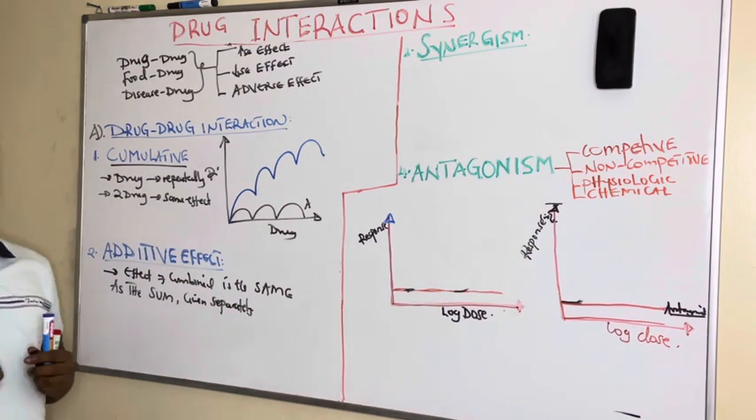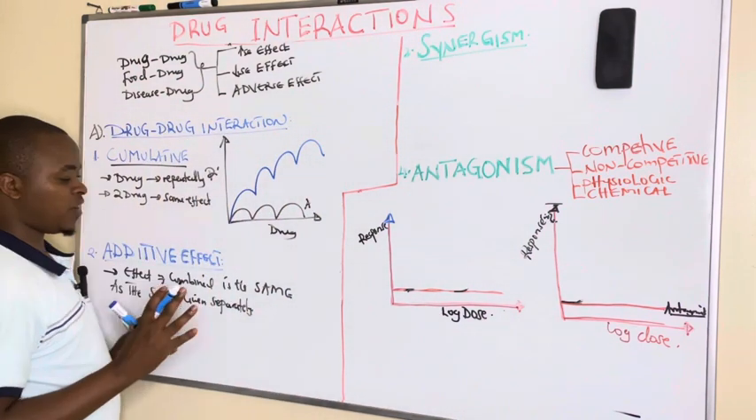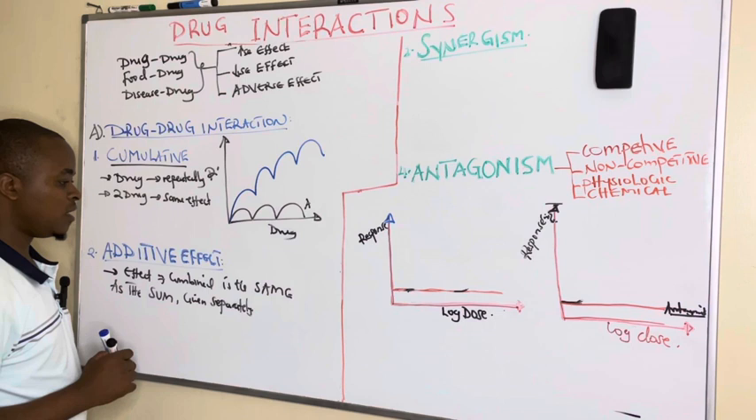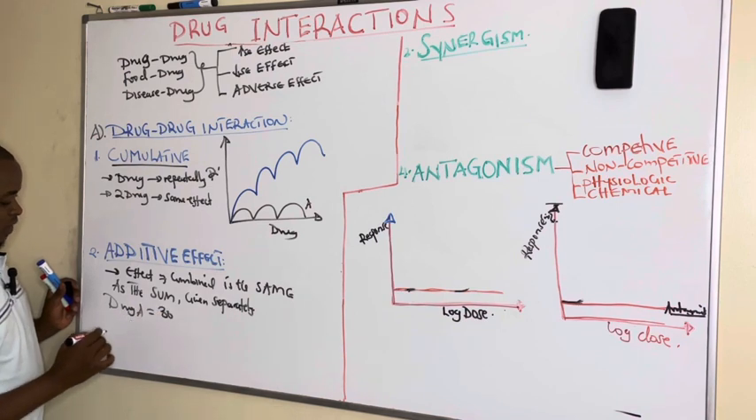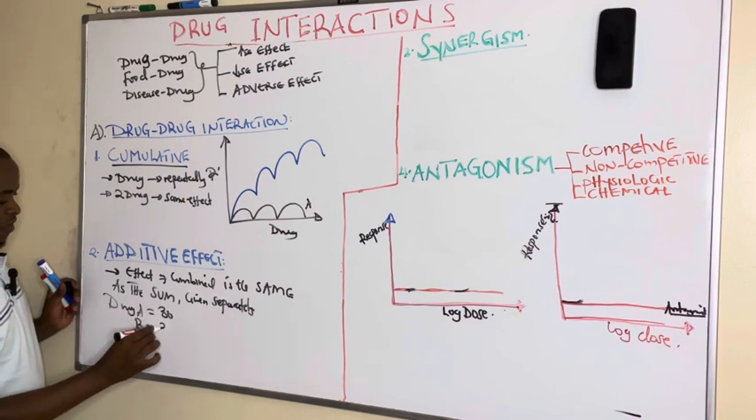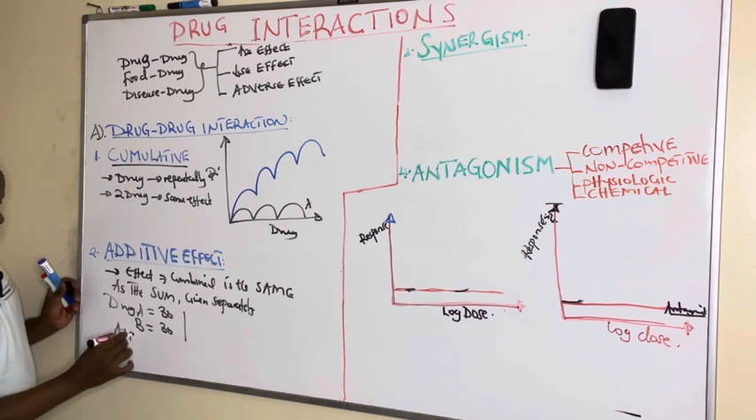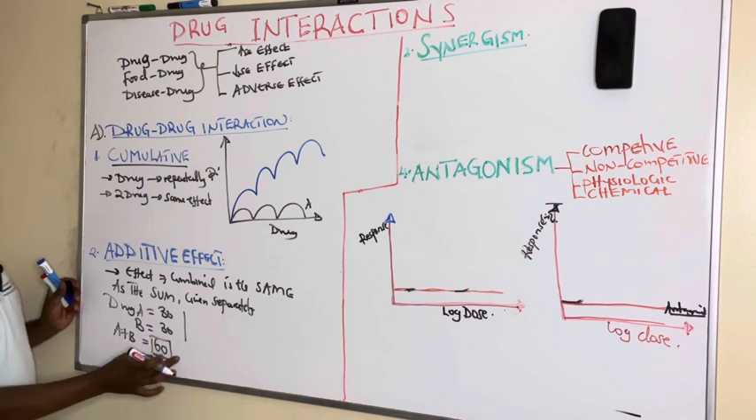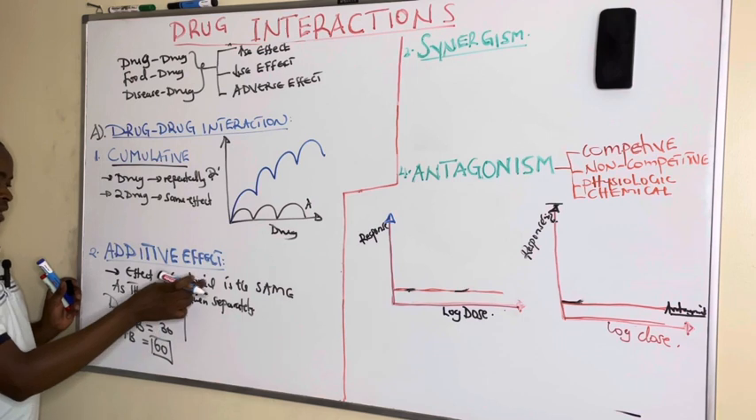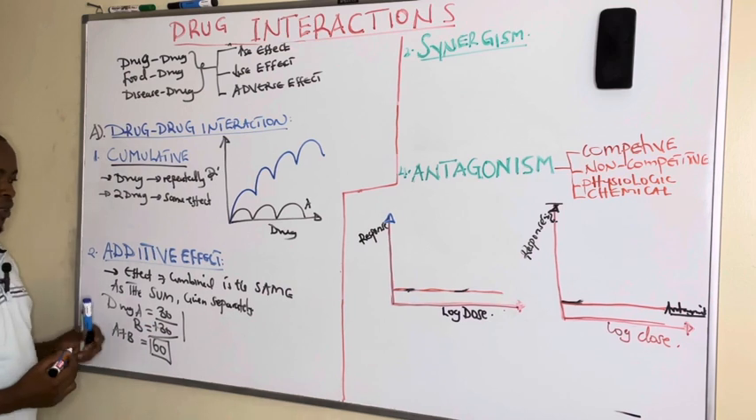So the effect of the combined drug is the same as when you add the effects of these drugs given separately. For example, when we have drug A with a response of 30, and drug B is also having a response of 30, we find when we combine them, A plus B, it produces 60. So the effect produced when they are combined is the same as the sum when given separately. That is what we are talking about.